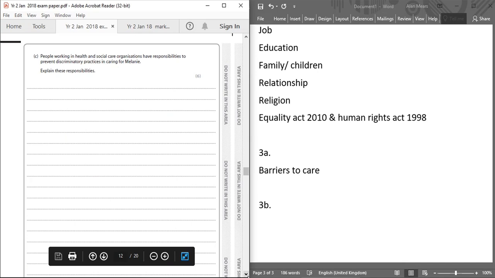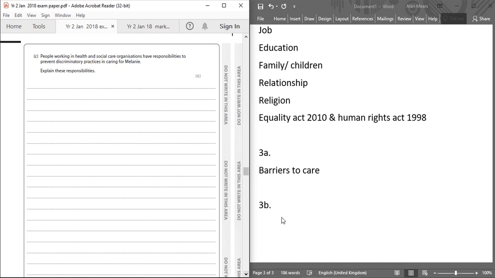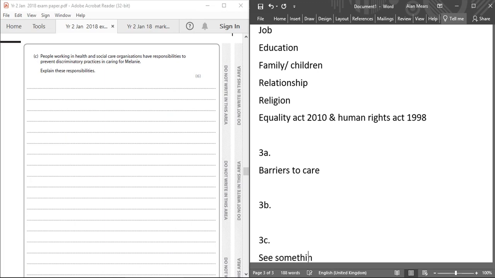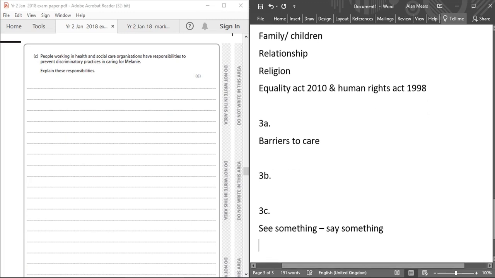So we're flying through these questions. So question 3C: people working in health and social care have responsibilities to prevent discriminatory practice. So what are the responsibilities? Well, I suppose it's like any situation. Your responsibility when it comes to preventing discrimination is if you see something, you say something. So if you see discrimination, then you report it.